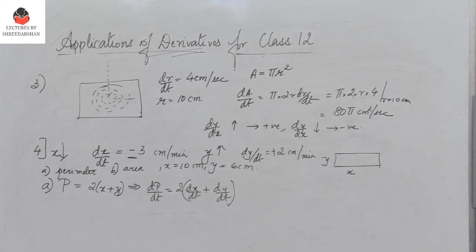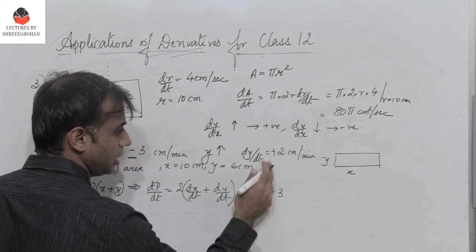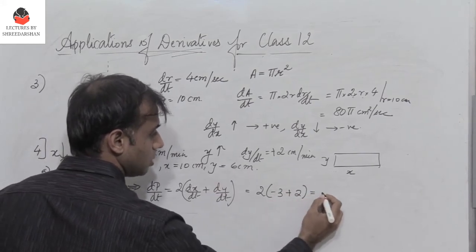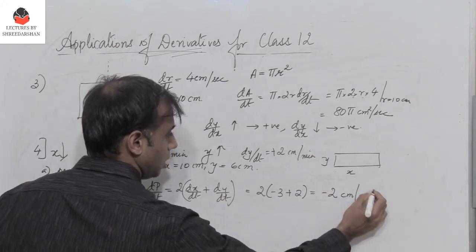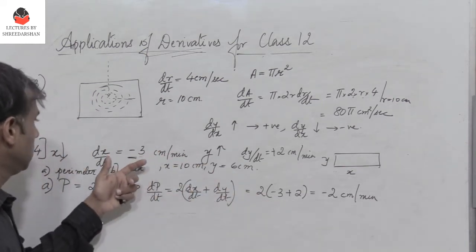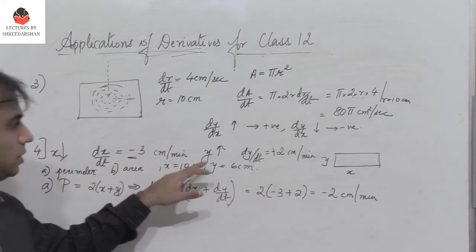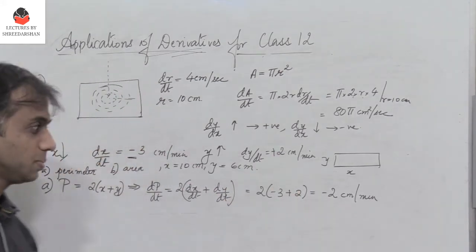Now what is dx by dt? Dx by dt is minus 3, we know that, right? So the length is decreasing. So it is 2 into minus 3, dy by dt is 2. So I get minus 2 centimeter per minute. So what is happening? The perimeter of the rectangle is itself decreasing at the rate of minus 2 centimeter per minute. So if the length decreases by 3 and if the width increases by 2, of course the perimeter decreases by 2 centimeters per minute.